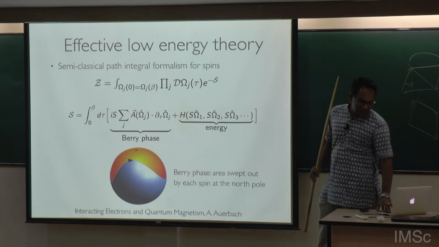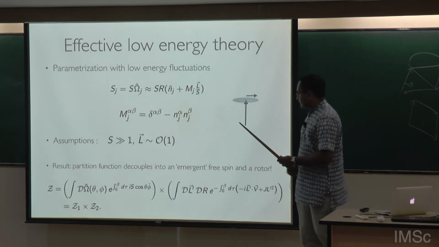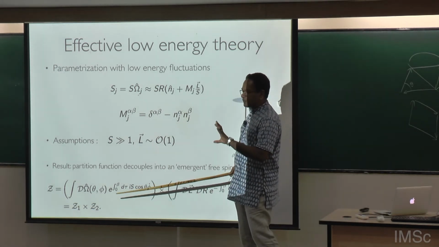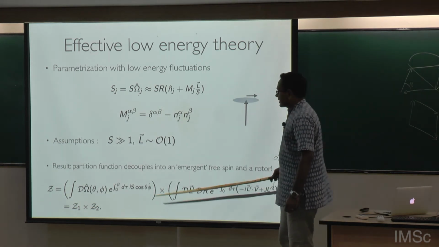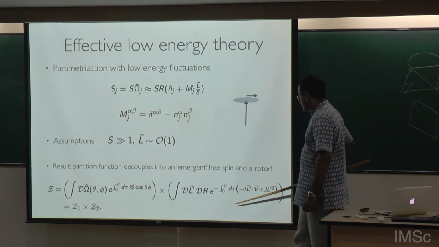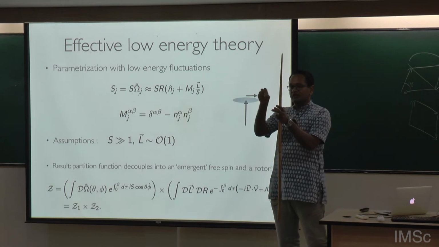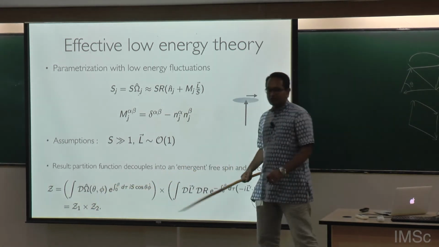And the result we get is actually very surprising. So let me just tell you the final answer. It's done in the language of path integrals. We show that the partition function that describes the 4 spins at low energies looks like a product of 2 different partition functions. One partition function is simply a partition function of a rotor. It's an object that is free to rotate, but the center of mass is fixed. And the second partition function is the partition function of a free spin.